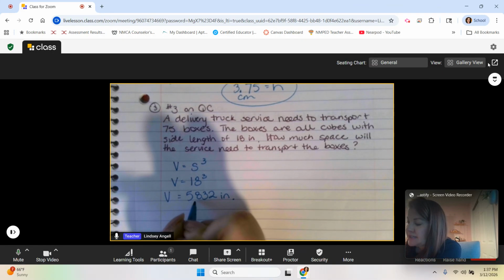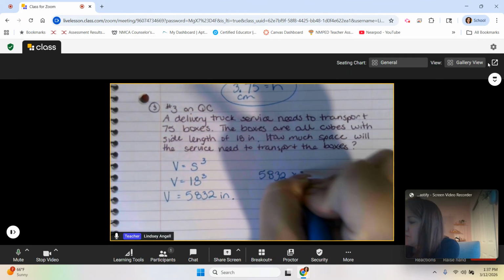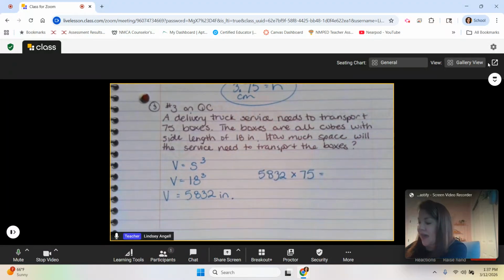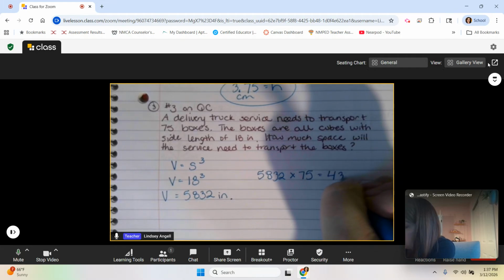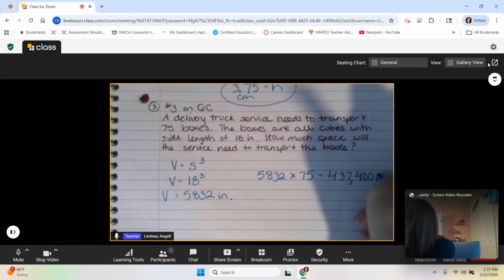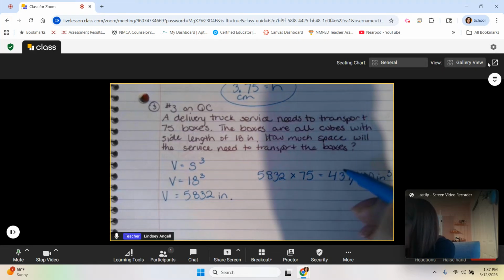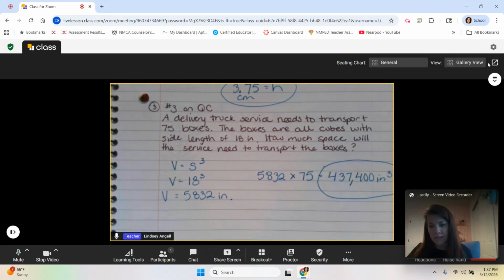So we're going to take this amount, 5,832, and we're going to multiply that by 75, and that is going to give us the total volume that the truck needs to be. It's a big number. It is 437,400, and then usually in cases like this, you would say cubic inches. Okay, cubic inches is how you would most likely say that.